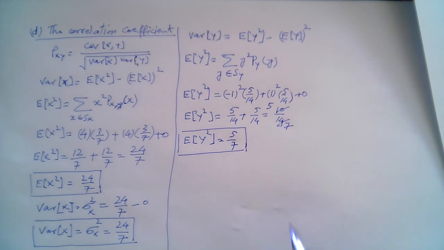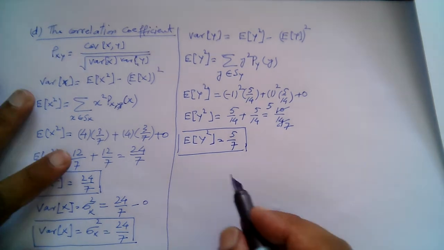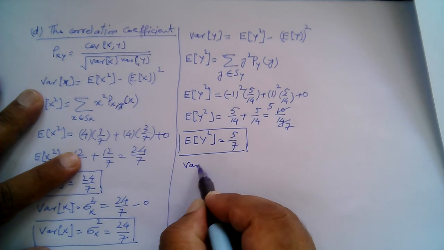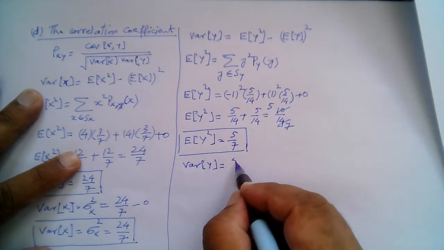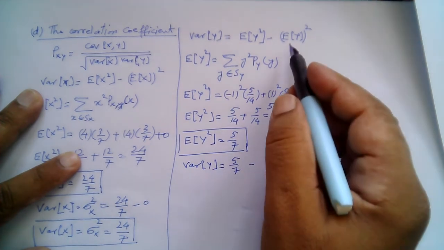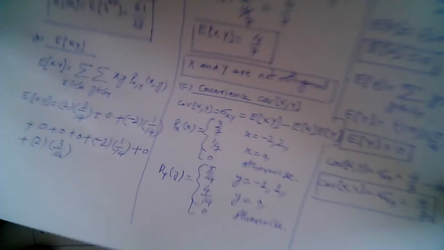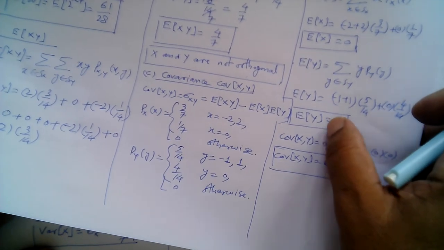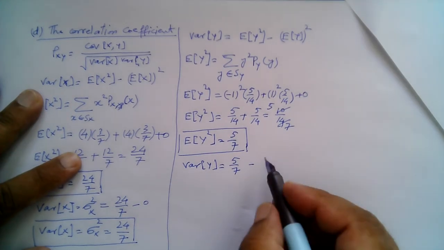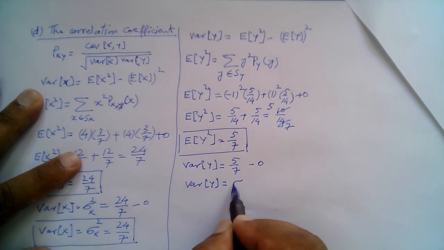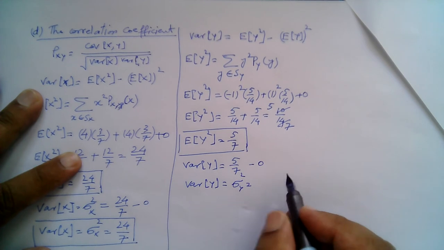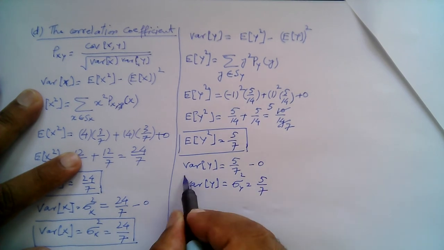So we now have the expected value of y squared, and from this we can calculate the variance of y. We put in the values here: 5 over 7 minus the square of the expected value of y. The expected value of y is 0, as we found out here. So the variance of y is 5 over 7.